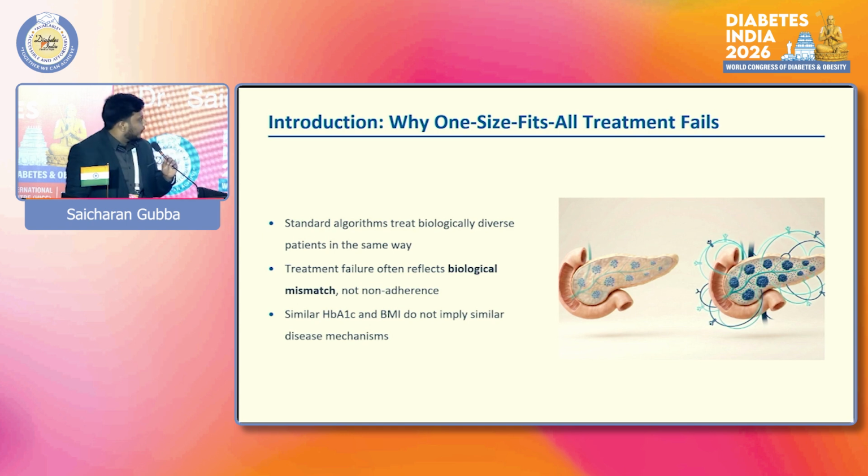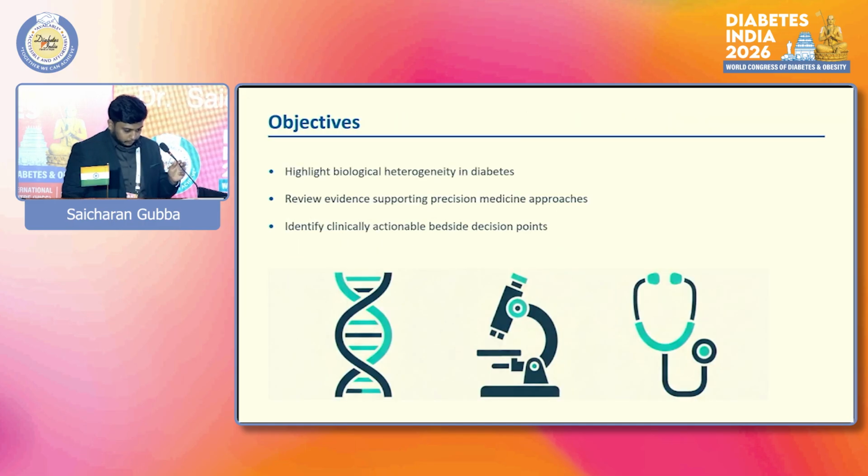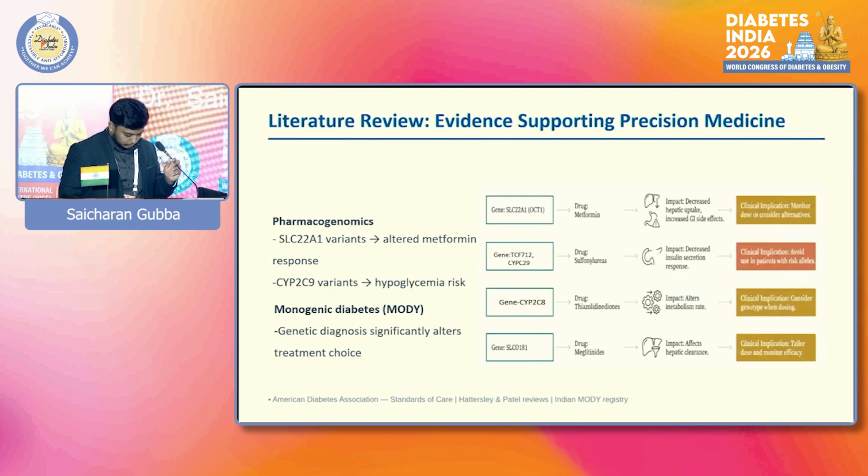When the treatment fails, we often think the problem is with the adherence or with the patient and not the biology. But sometimes treatment fails because we are targeting the wrong biological mechanism. So today we'll be discussing biological heterogeneity in diabetes and reviewing supporting precision medicine approaches and how we can include these in our normal daily clinic.